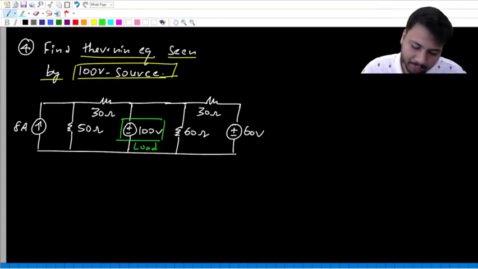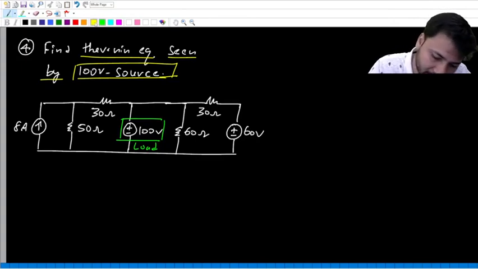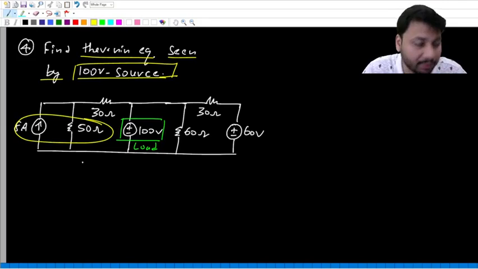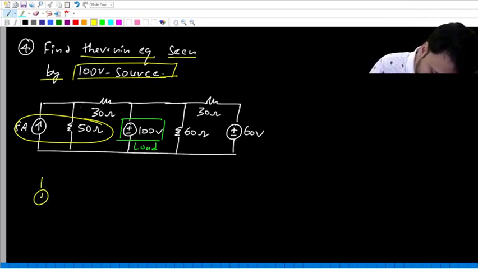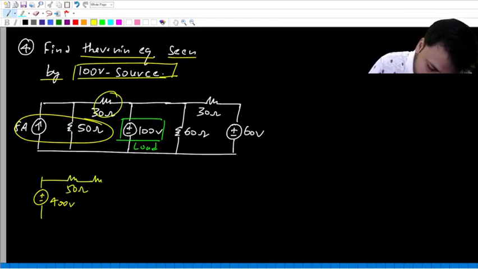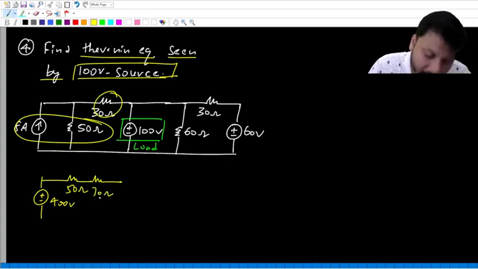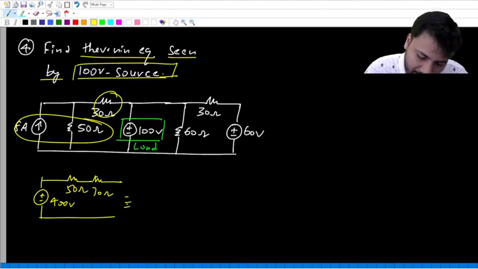One thing we can do is repeated source transformation. Look at this: 8 amperes in parallel with 50 ohms can be transformed into what? 8 into 50, 400 volts in series with 50 ohms. Yes or no? 400 volts in series with 50 ohms, and then this 30 ohm will appear in series. Yes. And then again we can do what?